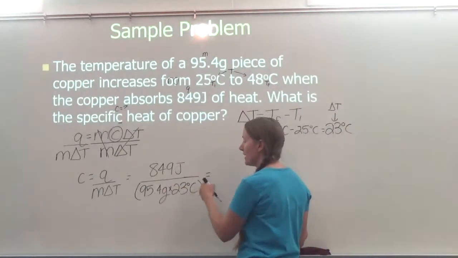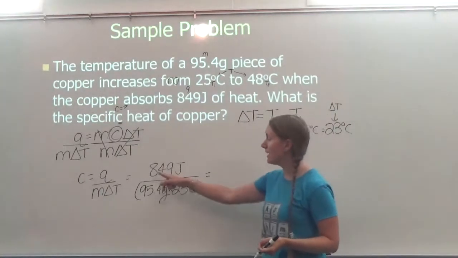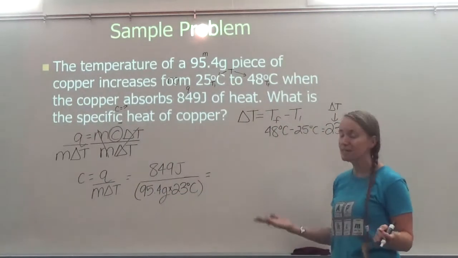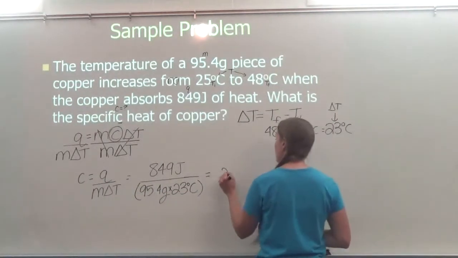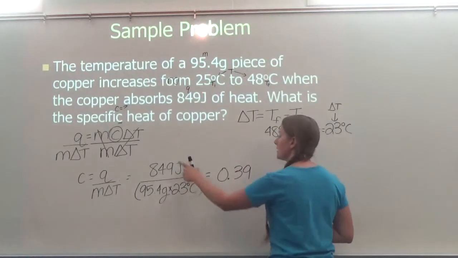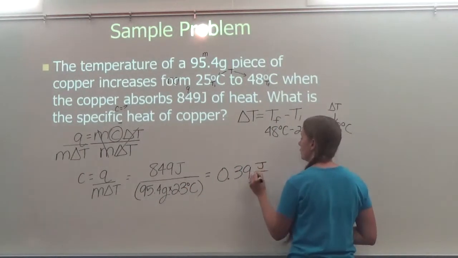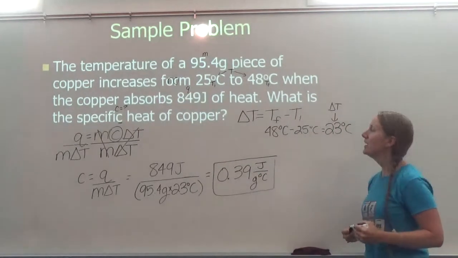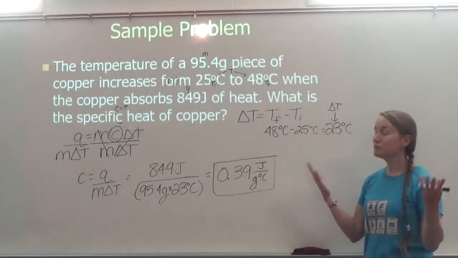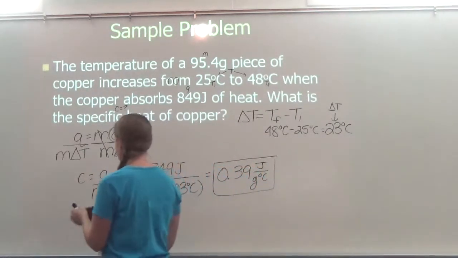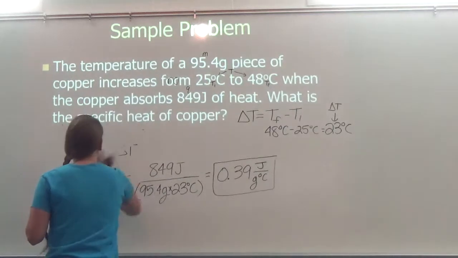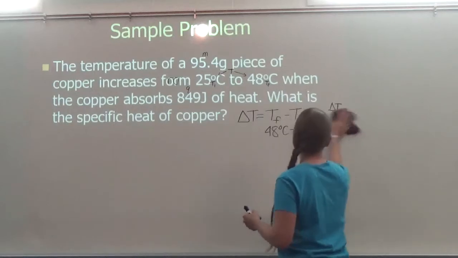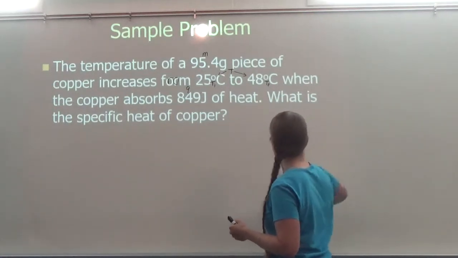A joule, a gram, and a degree Celsius will not cancel. So you do 849 divided by parentheses 95.4 times 23, close parentheses, hit the equal sign. It should give you about 0.39. And because none of my units cancel, I write all of them, joules over grams degrees Celsius, just like that. Hopefully this is just a refresh from physical science, because you should have done this in physical science. If you took it, I guess you don't have to take it. You could have taken physics instead, and either way, this should be super easy if you took physics.